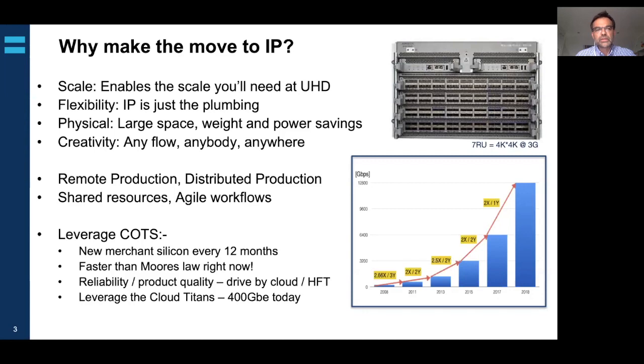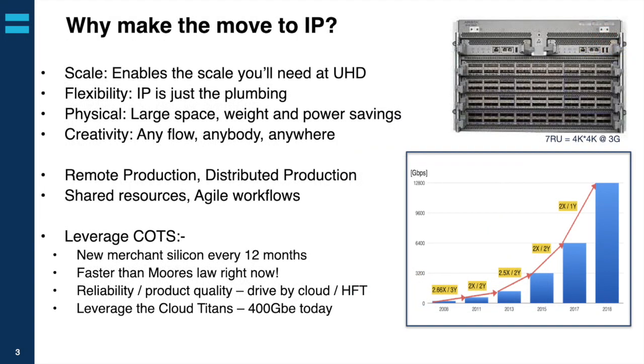Move to IP gives you the ability to leverage the scale that the IP world can achieve in a non-blocking line rate throughput IP routing environment. So, for example, quick box on the right hand side there. It's a 7RU box. It can accommodate enough non-blocking bandwidth throughput to accommodate 4K by 4K at 3 gig. So a 4K squared router at 3 gig. There's a lot of power there.